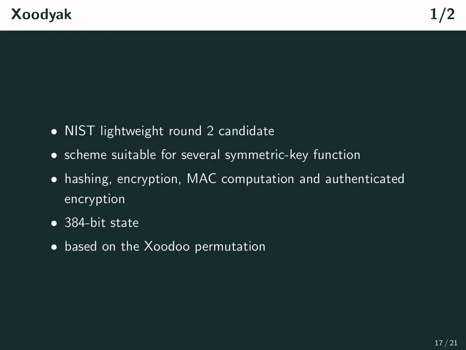Xoodoo, a further NIST lightweight candidate analyzed in our work, is a cryptographic scheme based on the Xoodoo permutation that's suitable for several symmetric key functions including hashing, encryption, MAC computation, and authenticated encryption. Xoodoo iteratively applies 12 rounds to a 384-bit state, which can be treated as 3 horizontal planes, each one consisting of 4 parallel 32-bit lanes.